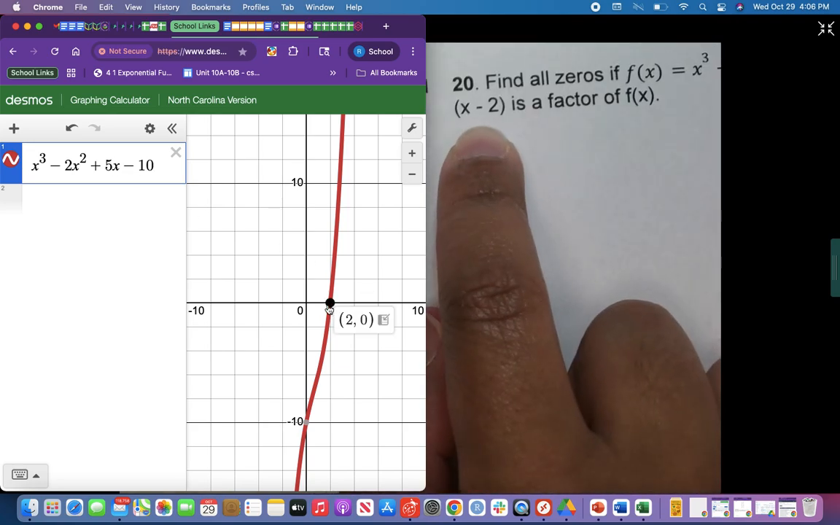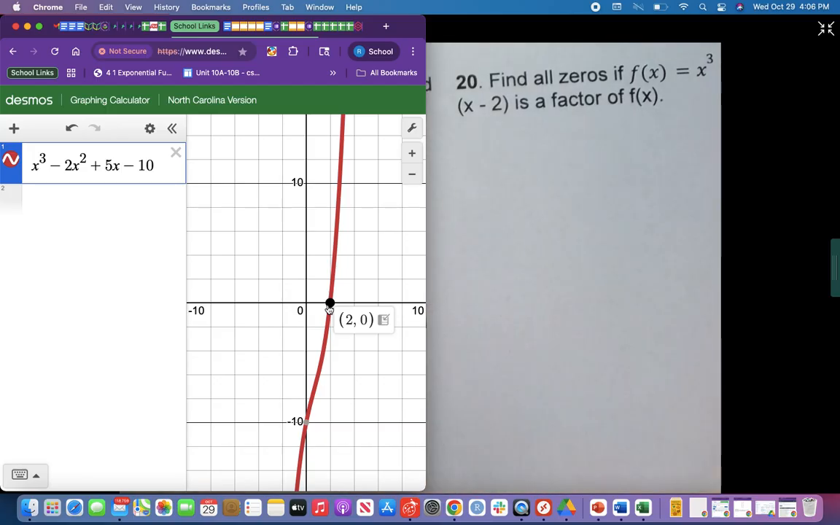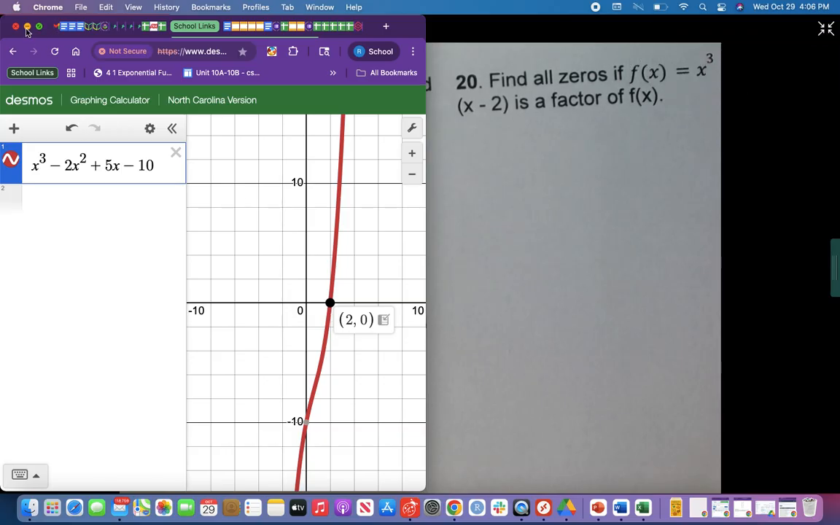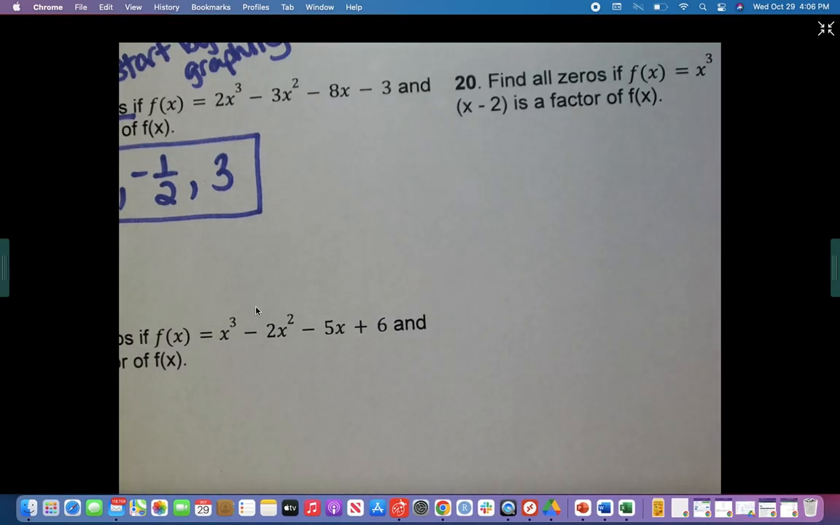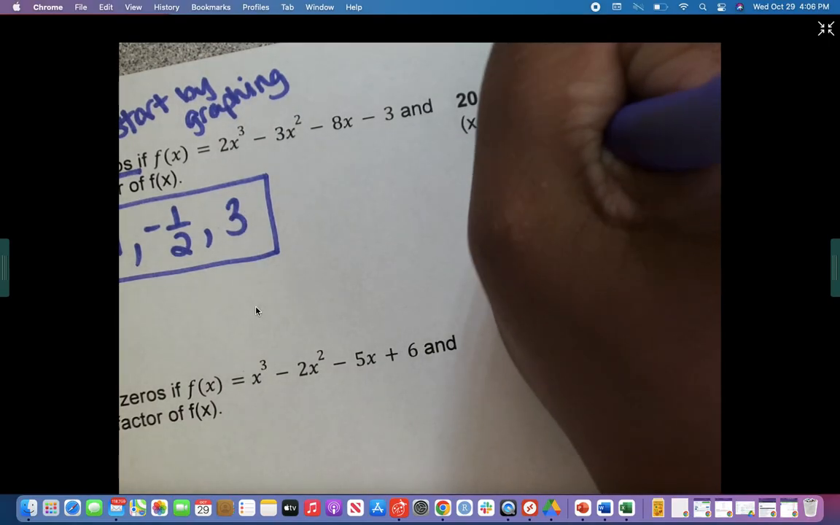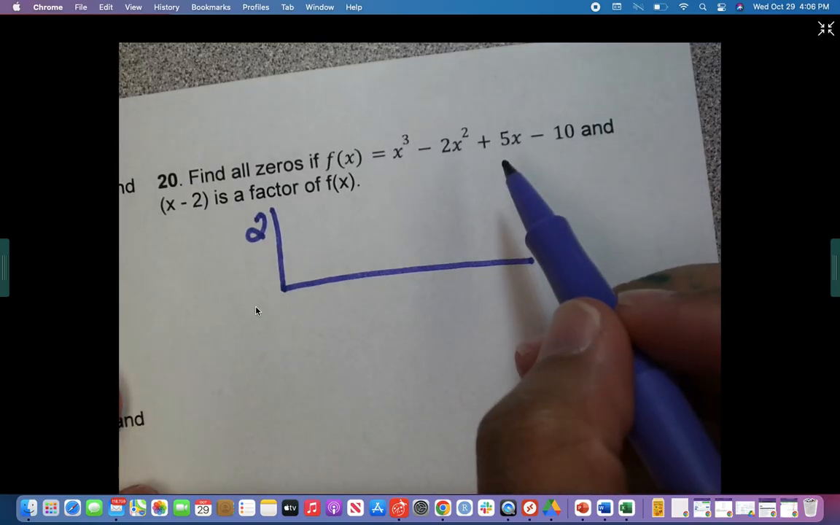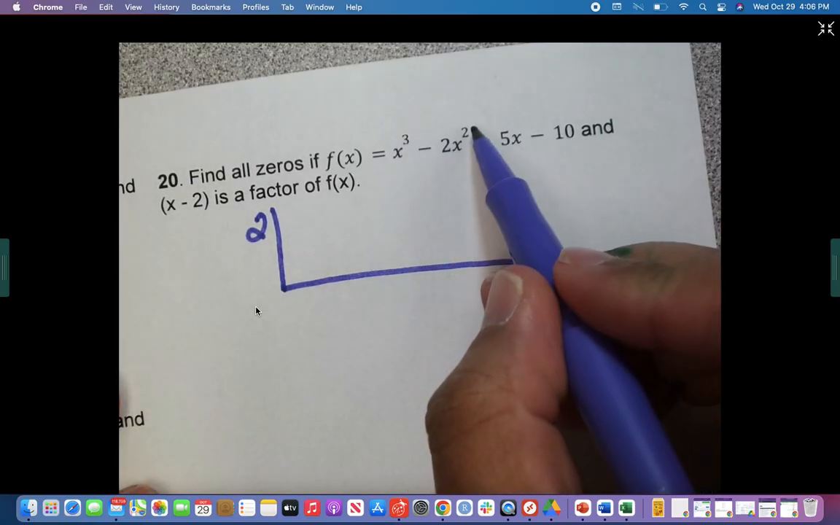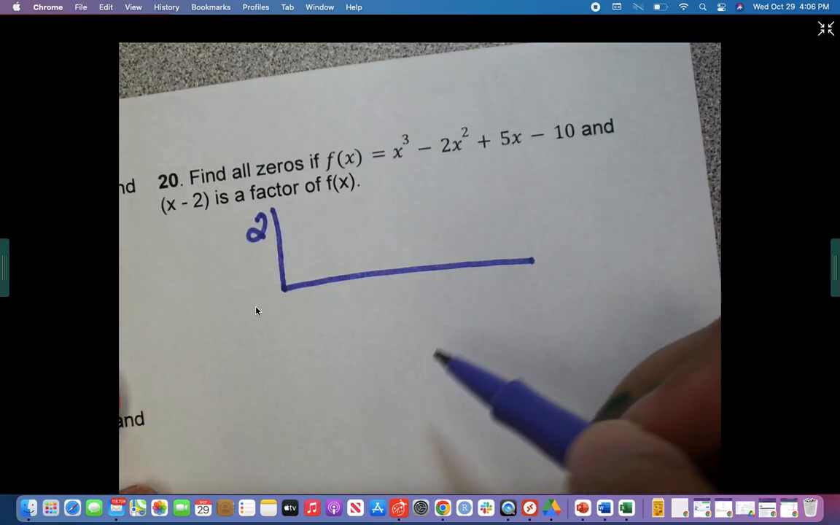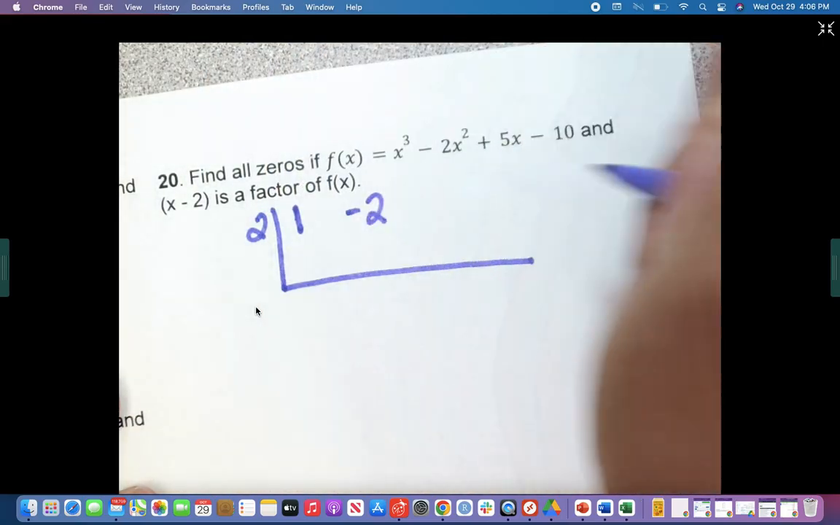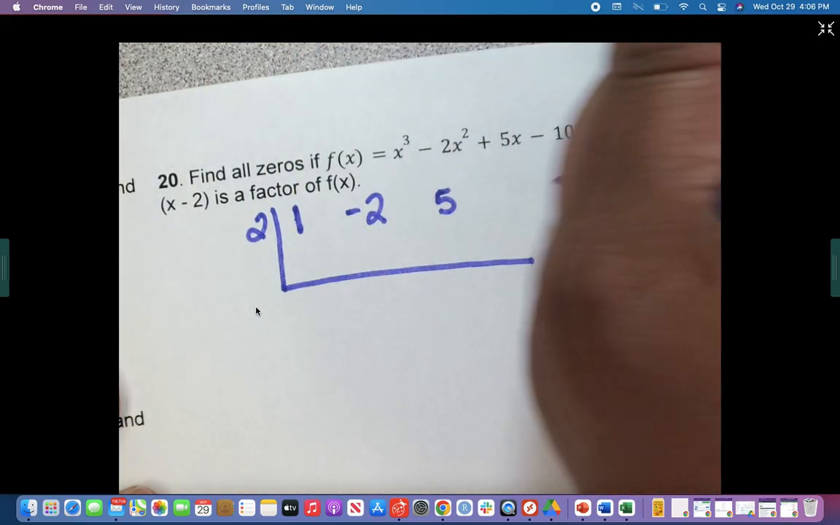So remember, they told us x minus 2 is a factor, which means positive 2 would be a solution. So we're going to use positive 2 to do synthetic division, and then we're going to solve the quadratic that is left. So positive 2. Synthetic division, check to see if you're missing anything. So x to the third, x squared, x, constant, nothing. All right, so we're not missing any terms. So write down your coefficients: 1, negative 2, 5, and negative 10.